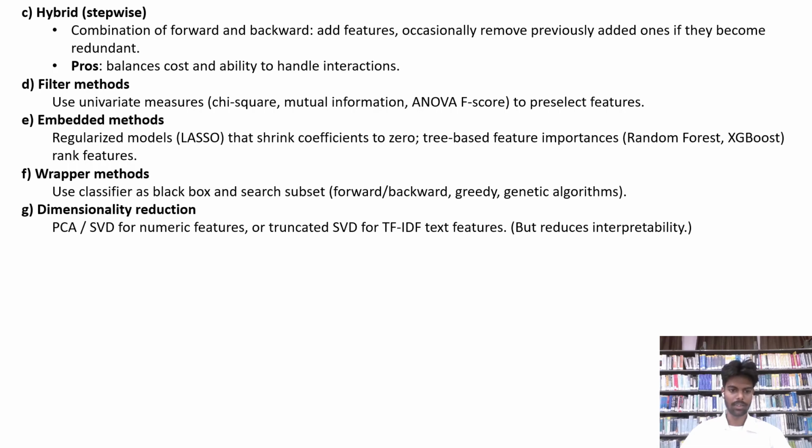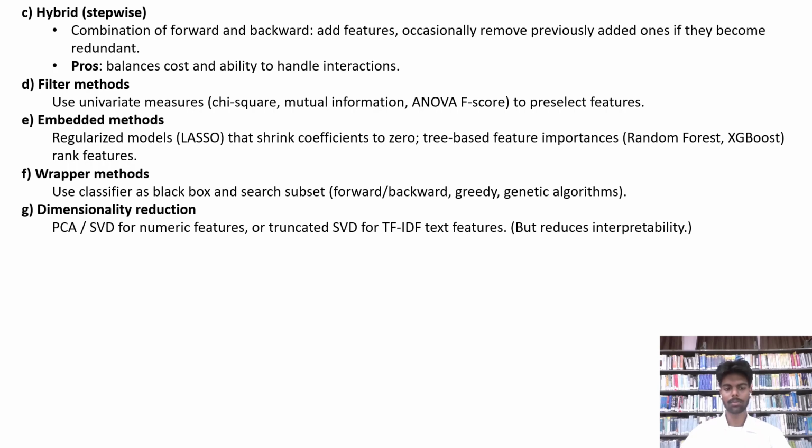D, filter methods. Use univariate measures like chi-square, mutual information, or ANOVA F scores to pre-select features. E, embedded methods. Regularized models like lasso that shrink coefficients to zero, tree-based feature importance, random forest or XGBoost to rank features. F, wrapper methods use the classifier as a black box to search subsets. G, dimensionality reduction: PCA, SVD for numeric features, or truncated SVD for TF-IDF text features.